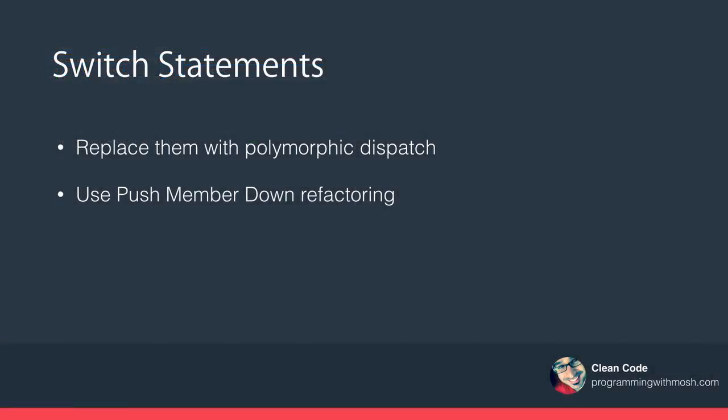Beautiful. So the lesson is, when you see a switch block that is based on the type of something, always remember polymorphism. First, move that method to the right class, and finally, create subclasses and use the push member down refactoring to move the logic around.